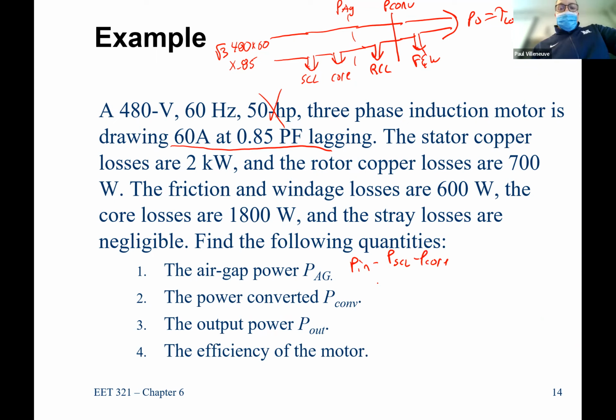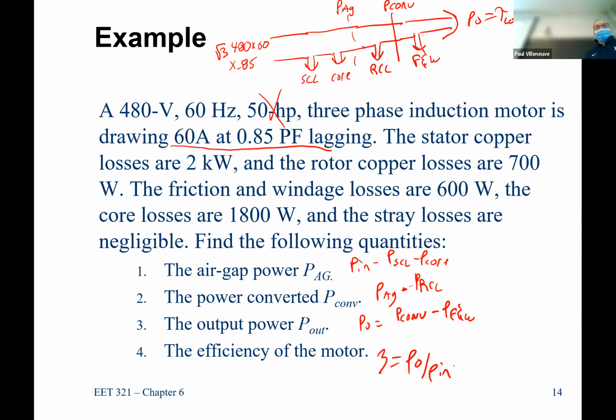My converted power is my air gap power minus my rotor copper losses. My output power is going to be equal to my converted power minus my friction and windage. And then my efficiency is P out over P in.